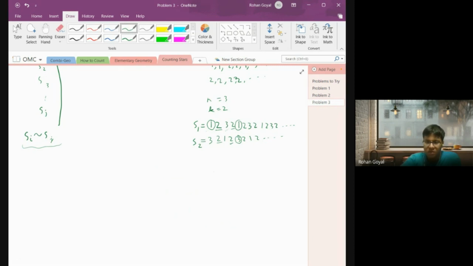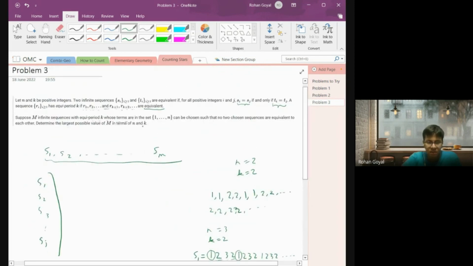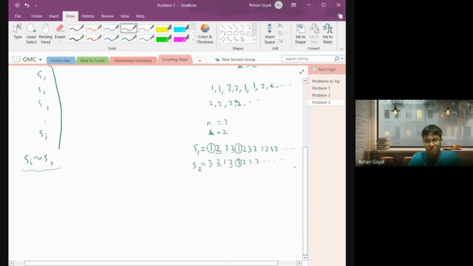Okay, so for this, I'll actually just ask you to solve the k equal 1 case. Just solve for me k equal 1. That's all you're supposed to solve. Don't solve the general case.